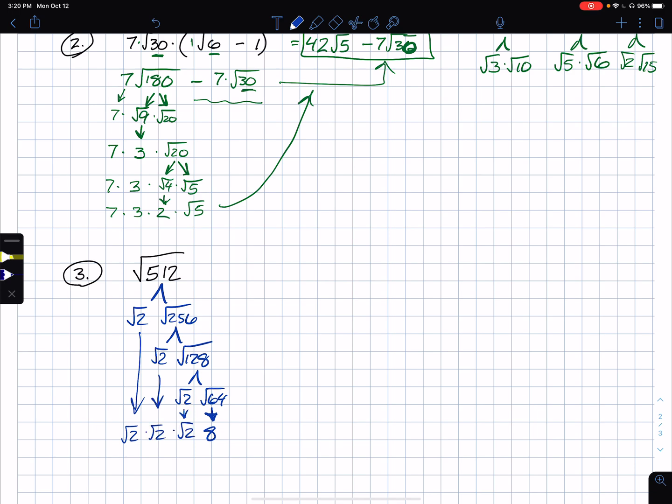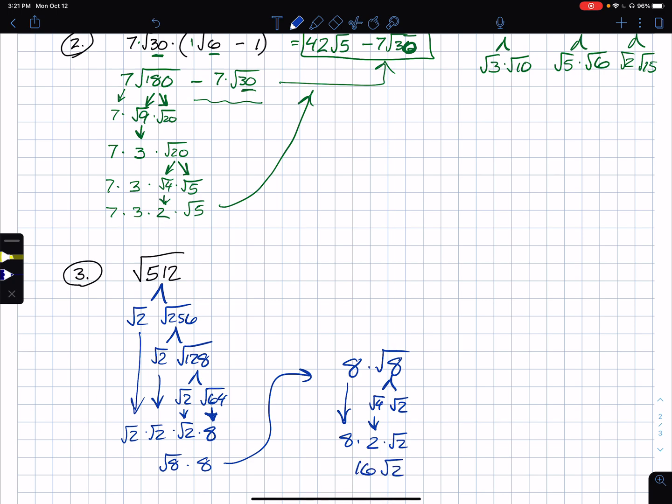Okay. So you could bunch that all up and call it radical 8 times 8, which is better written 8 times radical 8. But you're not done because 8 left inside there still has some perfect square factors. It has 4. So break that down. Square root of 4 is 2. Of course, radical 2 is left behind, and we still have an 8 to multiply. So we end up with 16 radical 2 is what we get for the square root of 512.